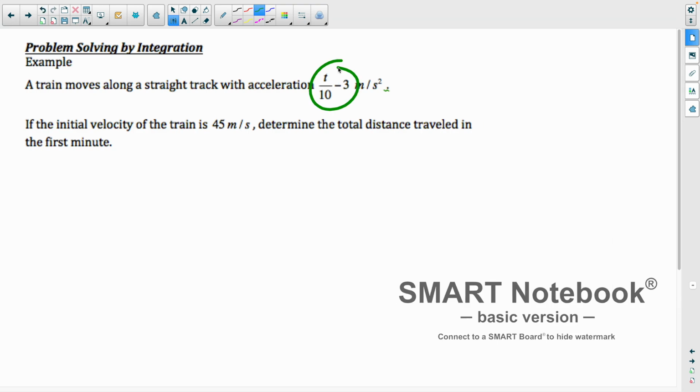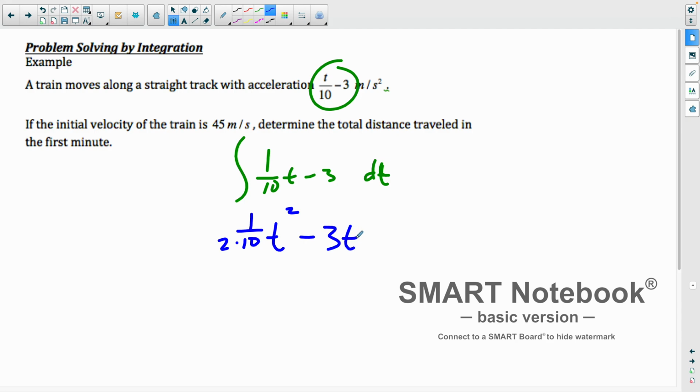I'm going to rewrite this as 1/10 t minus 3. It's a little bit easier, I think. So this is the acceleration. If I work backwards, I'm going to add 1 to the exponent, so it'd be t squared. I'm going to divide by that 2, minus 3, I'm going to add a t, and I'm going to add a c. So here in my blue, this would be my velocity equation.